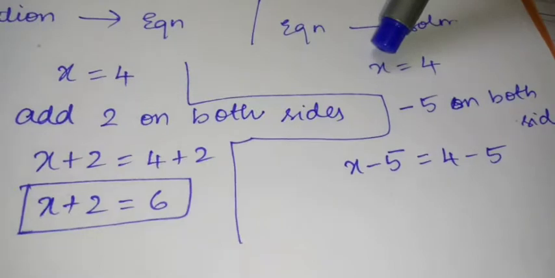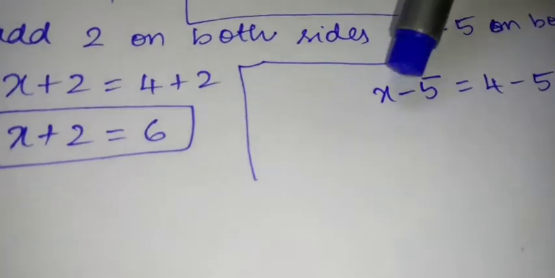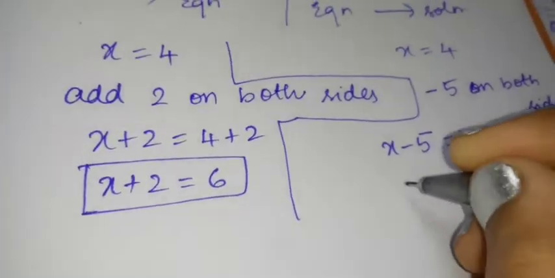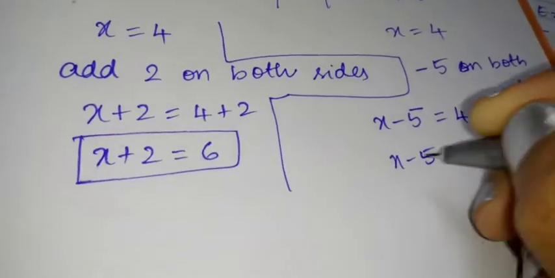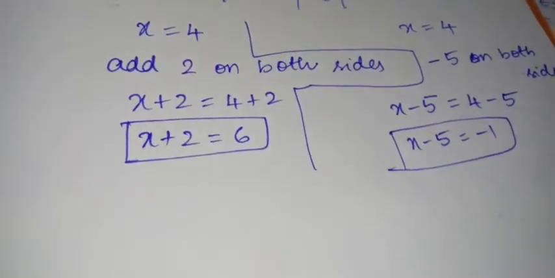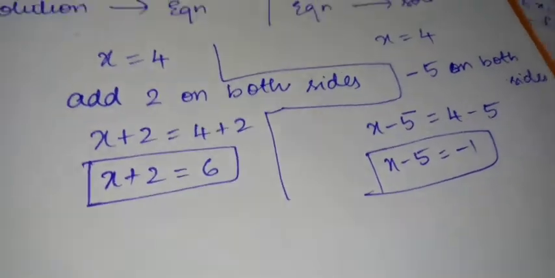Next, using the same solution, I am doing subtract 5 on both sides. So x minus 5, 4 minus 5. x minus 5 is equal to 4 minus 5, which is minus 1. This is one of the equations. So we can find one more equation like this. Okay, next.